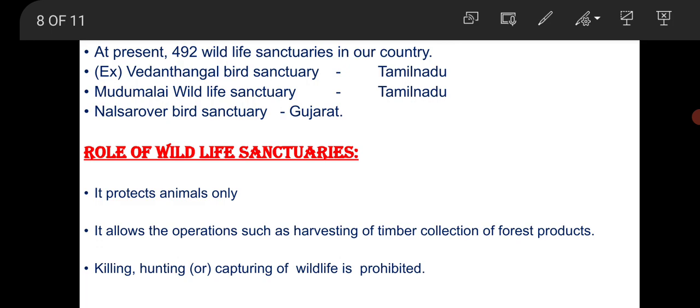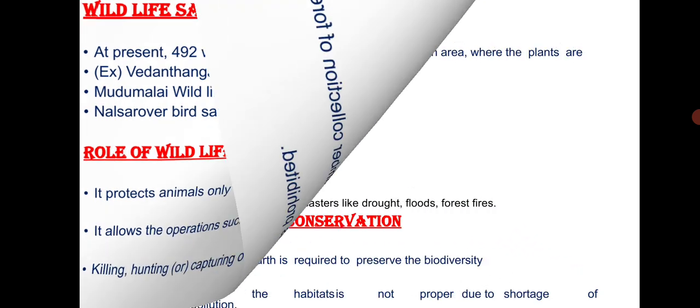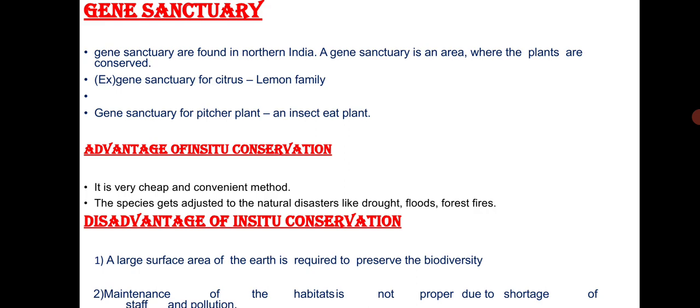Okay, so the main advantages of these in situ conservation methods are that it is a very cheap and convenient method. The species can easily adjust to natural disasters like drought, flood and forest fire. The main disadvantage of this conservation method is that it requires a large surface area to preserve the biodiversity, so we have to allocate a larger number of staff for the conservation. The maintenance of the habitats is not proper due to shortages of staff, and pollution is also one of the main reasons for the drawbacks of this conservation method.